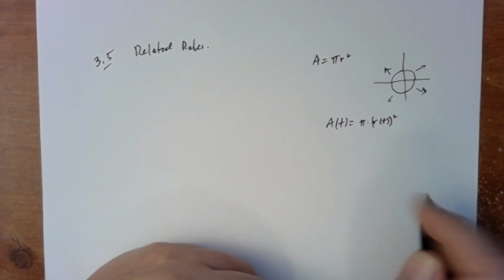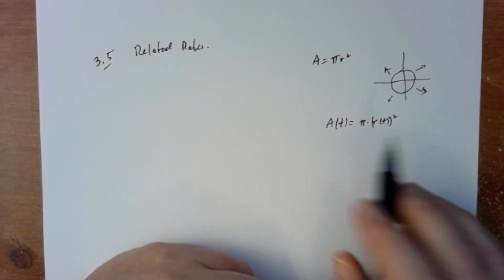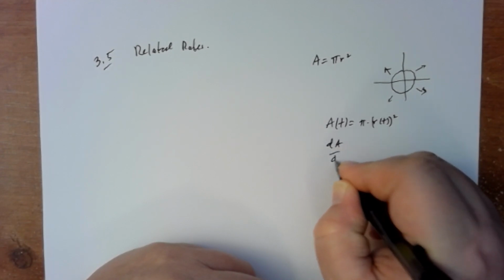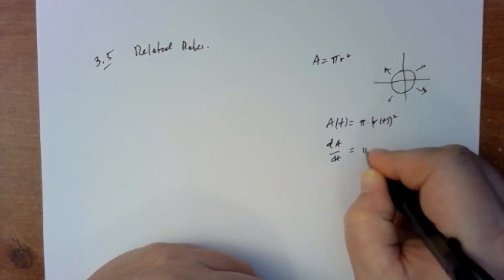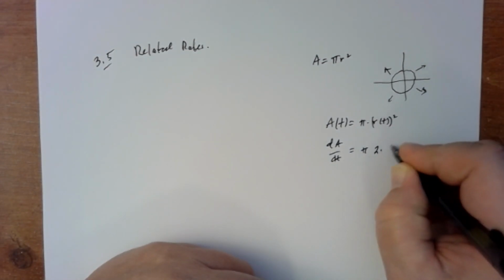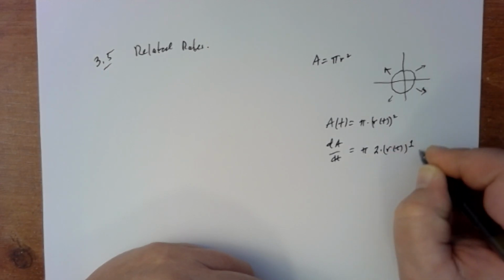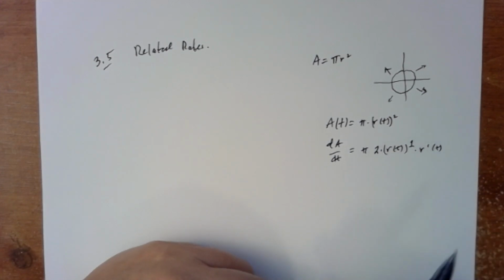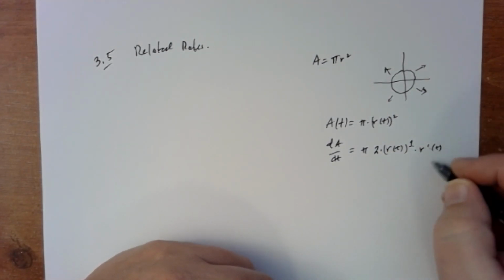Okay? And so when we differentiate this with respect to time, we would have dA over dt is equal to pi, and now because this is a function of time, that would be 2 times the r of t to the 1 power times r prime of t. And this is by using the chain rule, or dr over dt.